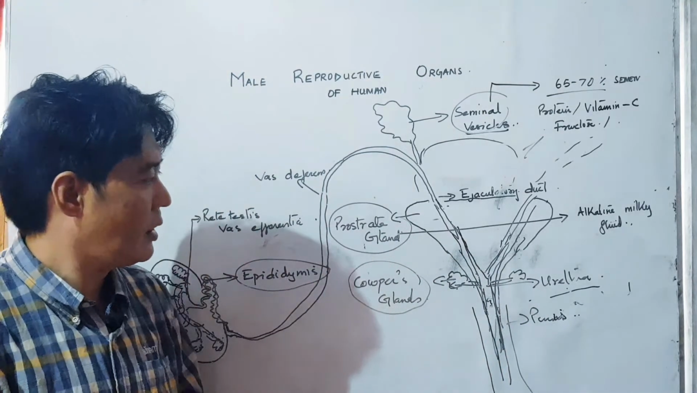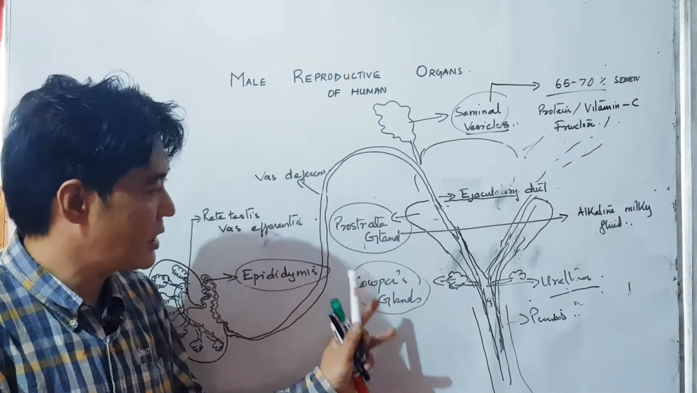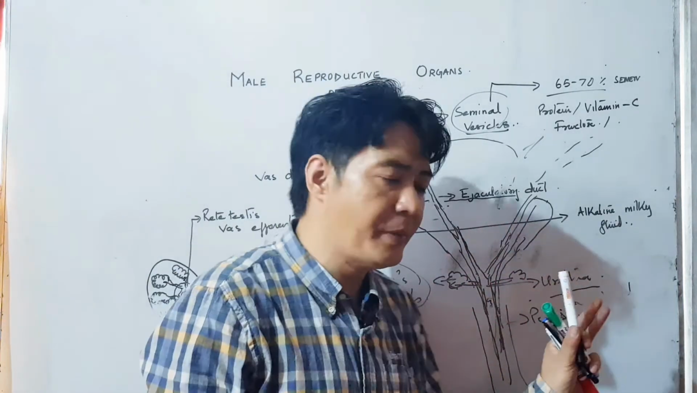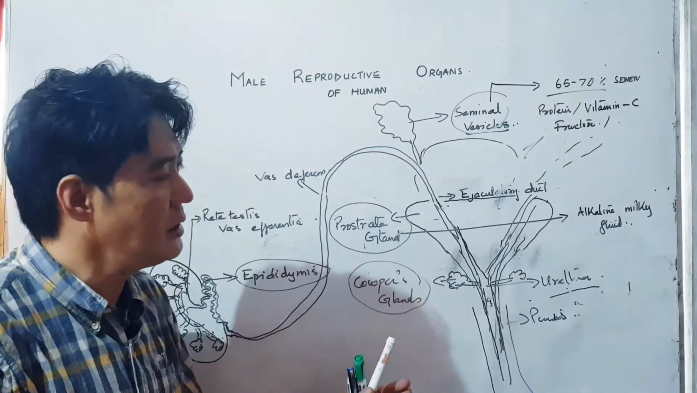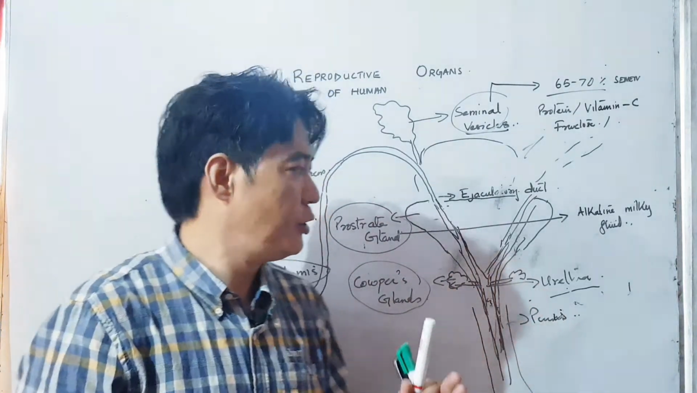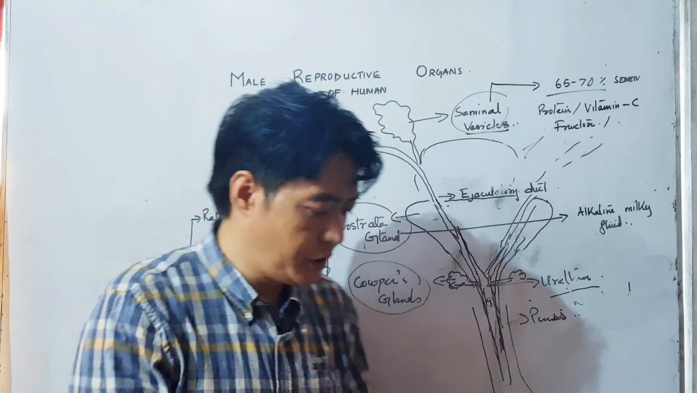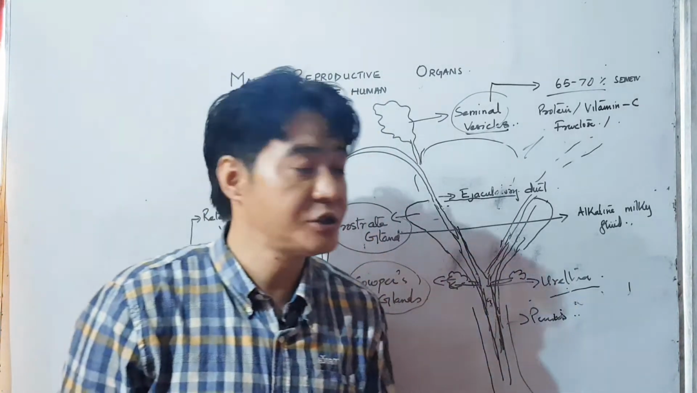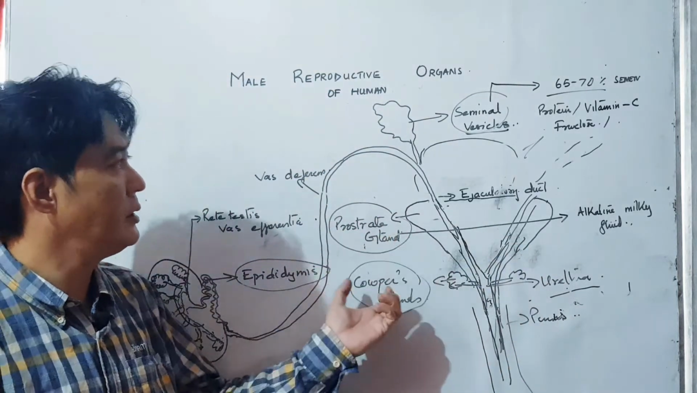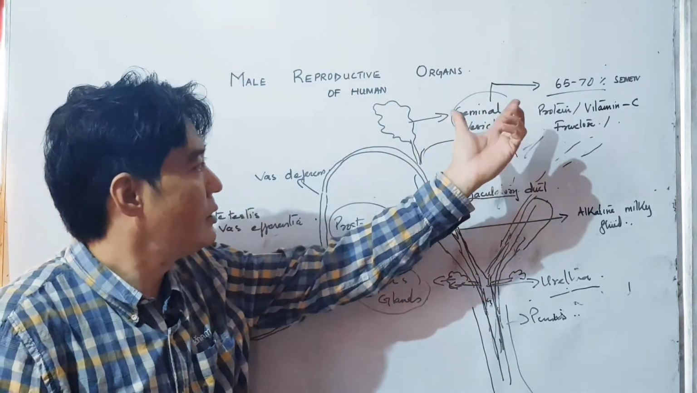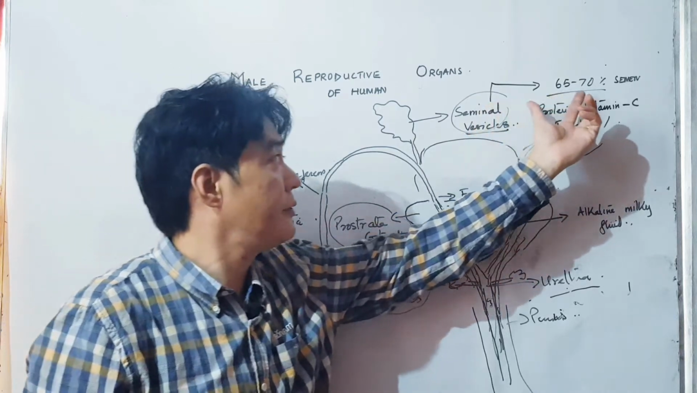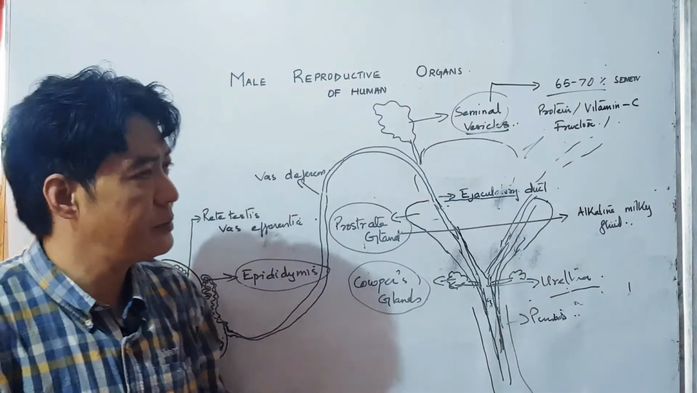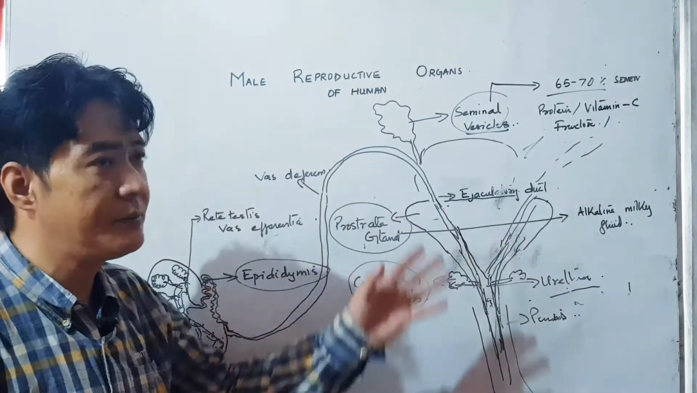And the last gland, the Cowper's gland, not only lubricates the penis, it also neutralizes the remaining acids of urine. So here you can see the functions of the three pairs of glands involved in the male reproductive organ: the seminal vesicles, which consist of 65 to 70% of semen and contain protein, vitamin C, fructose, and some enzymes.